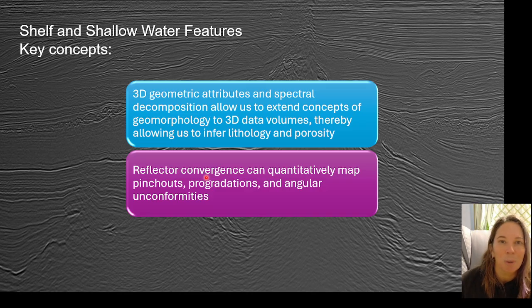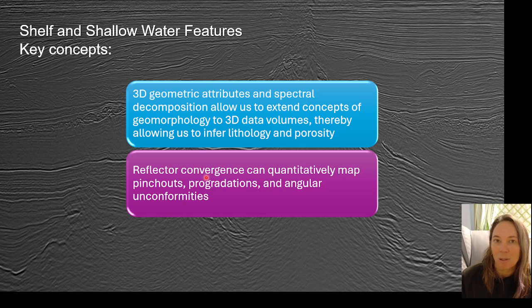And so just to wrap up with these couple of examples I wanted to show you, some of the things you want to keep in mind, again, with shelf and shallow water features, are that the geometric attributes are really, really crucial. So coherence is one of the attributes I run for almost everything. It really helps visualize the 3D data volumes and see the geomorphology.